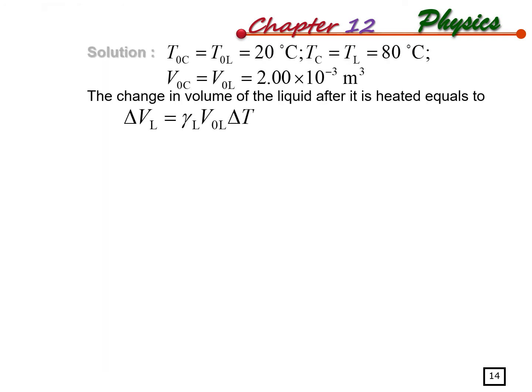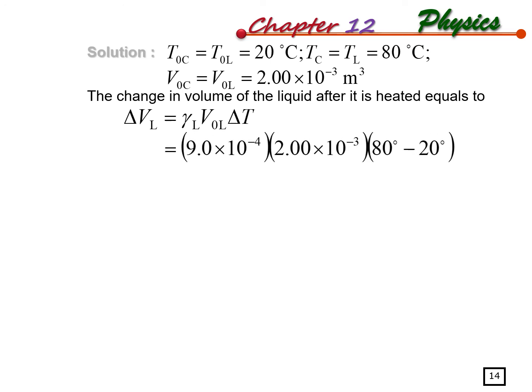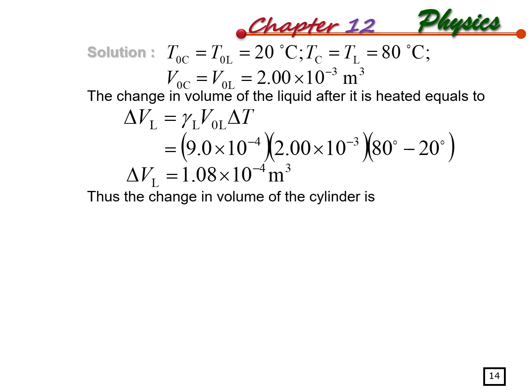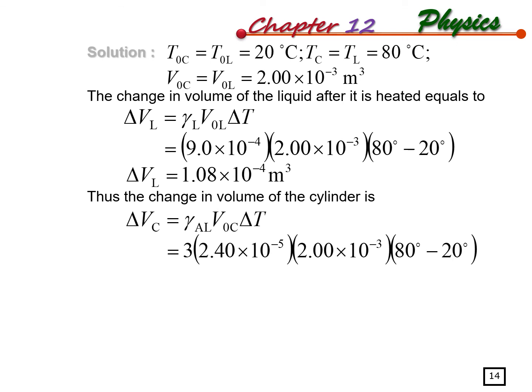The change in volume of the liquid after it is heated, we determine this first, just replacing in the values. The final expansion value will be equivalent to 1.08 times 10 to the power of negative 4 cubic meters. Then the change in volume of the cylinder: we replace in the values and calculate the change in volume, which will be equivalent to 8.64 times 10 to the power of negative 6 cubic meters.